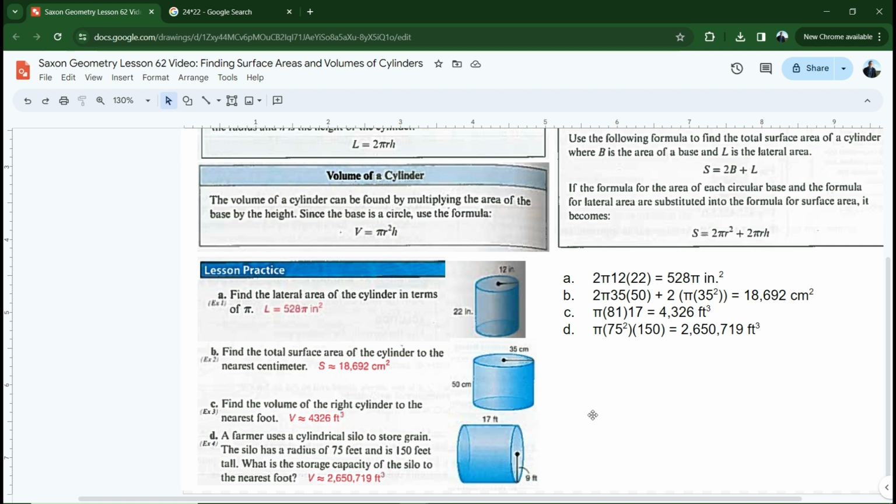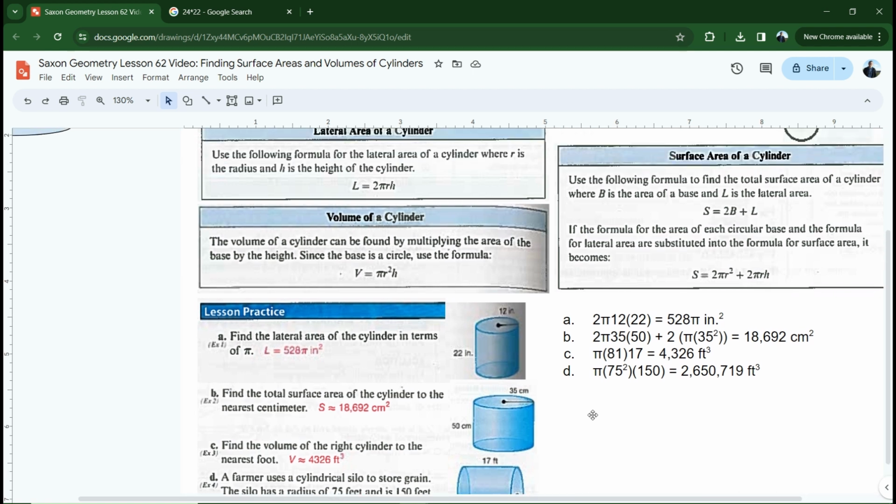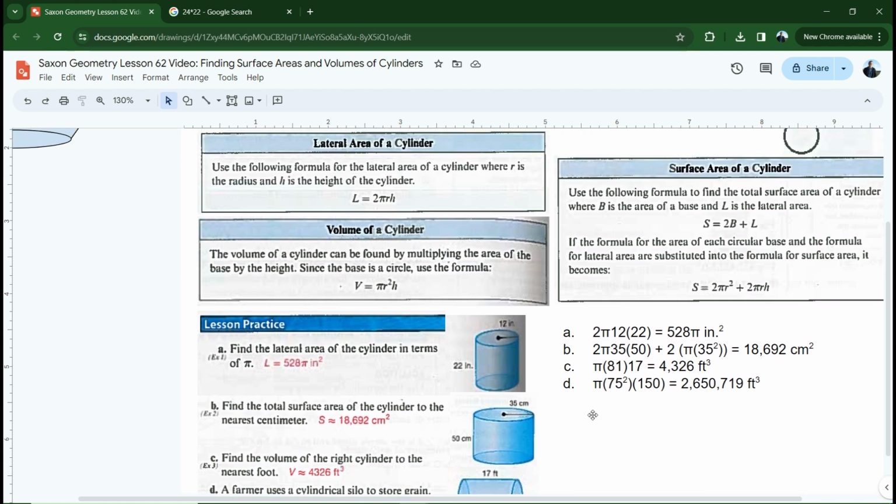All right, now you know how to work problems. This is actually a pretty straightforward lesson, things you've done before. Go ahead and work the problem set for next time.